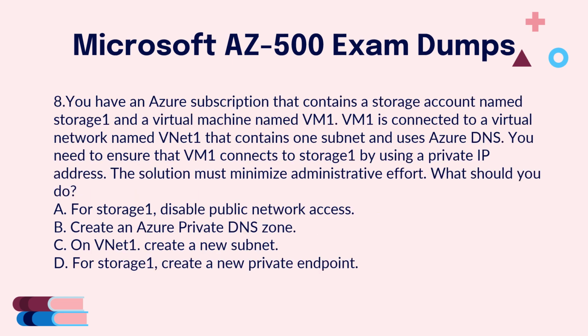8. You have an Azure subscription that contains a storage account named Storage1 and a virtual machine named VM1. VM1 is connected to a virtual network named VNet1 that contains one subnet and uses Azure DNS. You need to ensure that VM1 connects to Storage1 by using a private IP address. The solution must minimize administrative effort. What should you do?